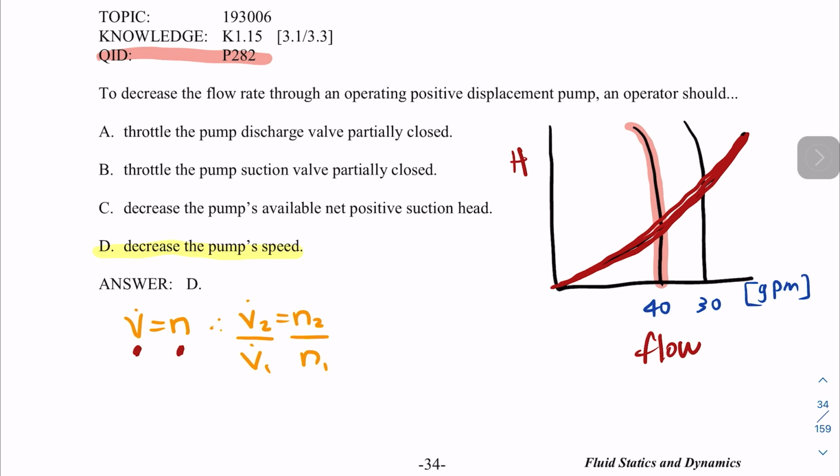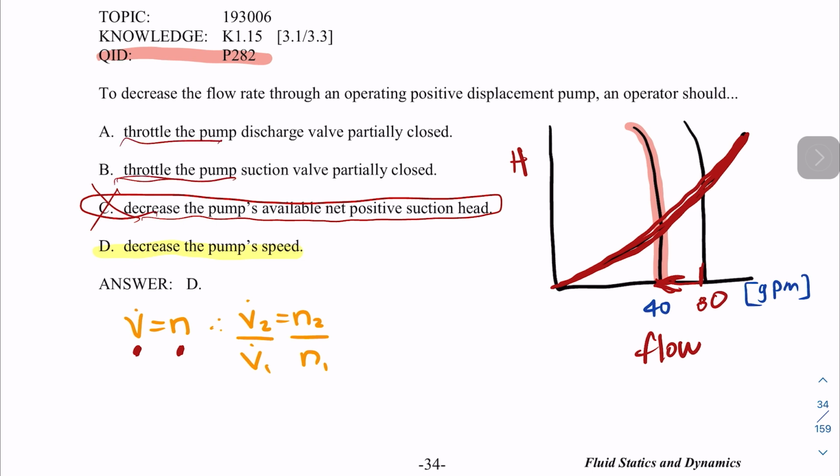So in this case, this was an 80, not a 30. If we want to go from here to here, what do we have to do? In this case, it's going to be very simple, right? Decrease the pump available net positive suction head. No, that's not an answer. Throttle the pump. If we throttle, that's not going to do anything, right?